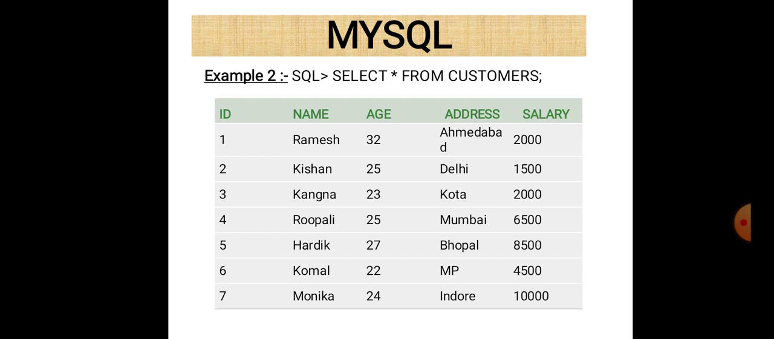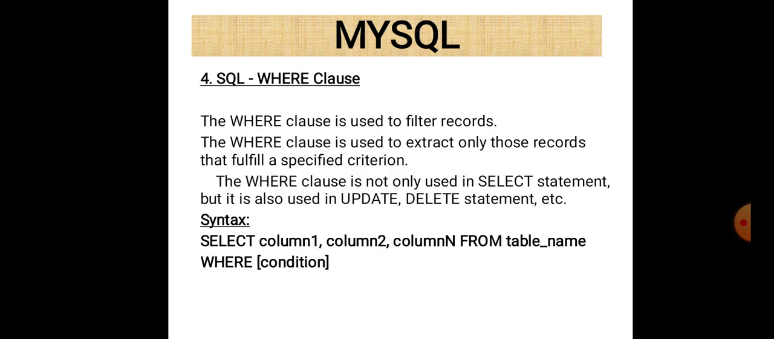So this is the simplest way, but if you want to filter the records or apply a condition on certain records, then for that purpose there is a clause called the where clause. A where clause is used to filter records, and it is used to extract only those records that fulfill a specific criteria.